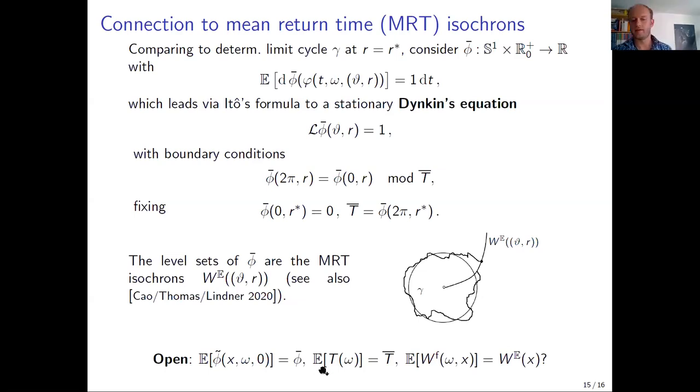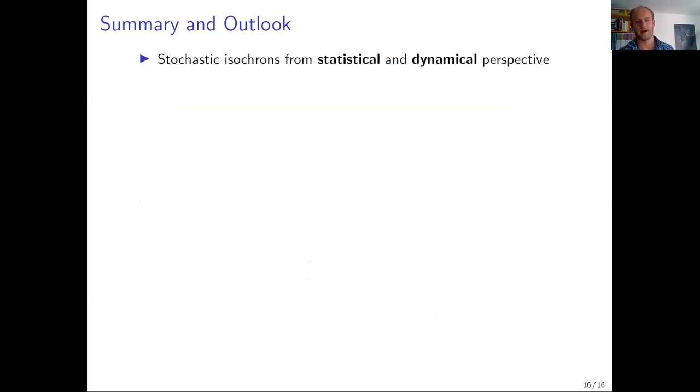And in particular, is the expectation of our random period associated with the Kral random periodic solution exactly the capital T bar, which is the expected return time? And in addition, could we find in some set theoretic sense that these random isochrons are actually in expectation giving these mean return time isochrons? So these are questions we are still trying to figure out. And I hope you maybe have some ideas.